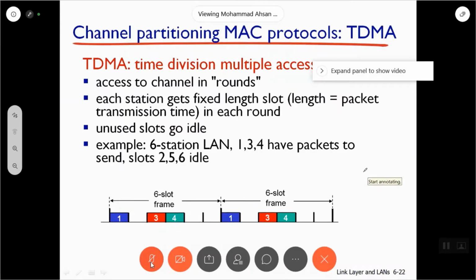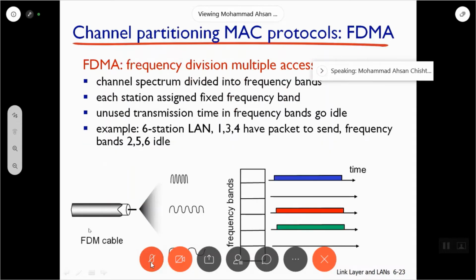To begin with, you understand what basically TDMA and FDMA are. We discussed it a few classes back as well. In this case, whether it's TDMA or FDMA, let's say first FDMA. This is frequency division multiple access.